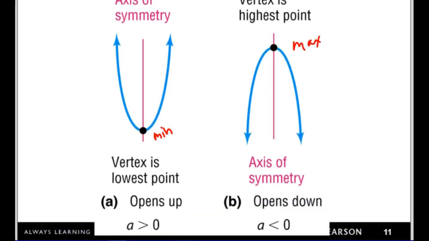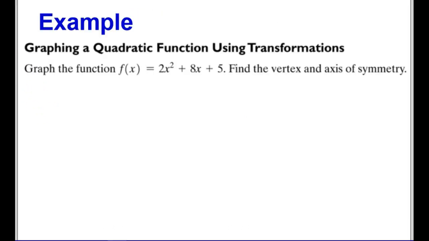Okay? So again, what we saw on that last page, that if a, that value in front of my x squared term, if a is greater than 0, it's going to be opening up. And if a is less than 0, it opens down. The really cool thing is that the a value will look the same in all different forms of the equation. So we're going to look at several forms of this. Just know that a is the number with the x squared.